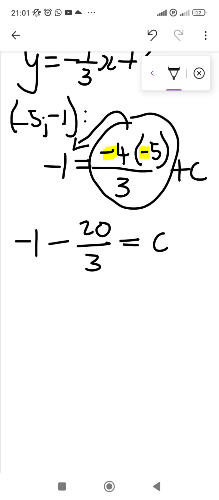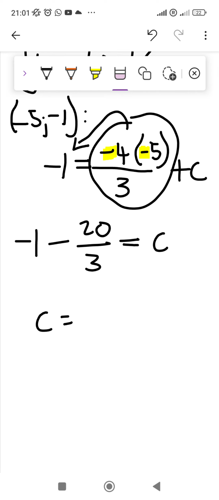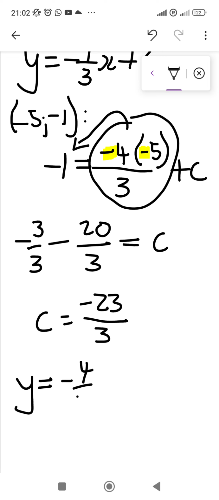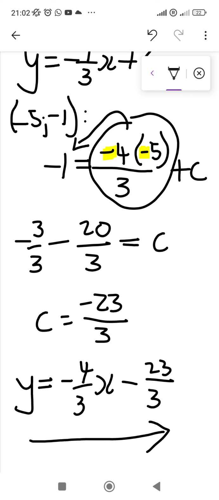So you're going to put that into your calculator. I'm going to say 1 is the same as 3 divided by 3. So my c value is -23 over 3. Let's go back and write our equation. So it's going to be y equals -4 over 3 x minus 23 over 3. Great. So that is our equation of our tangent.